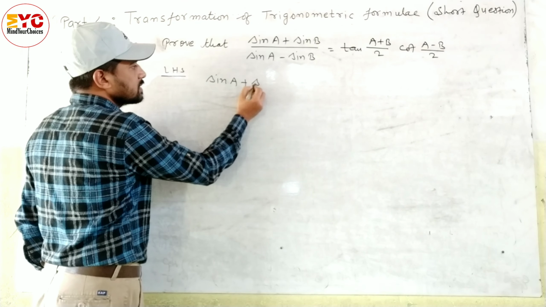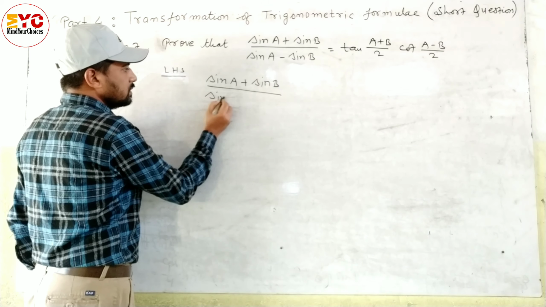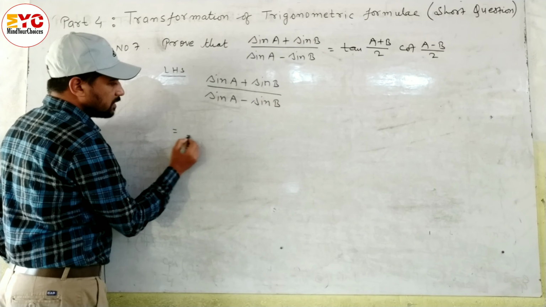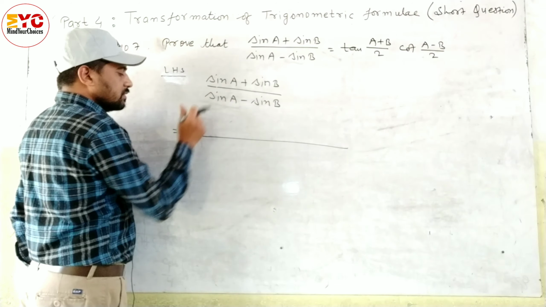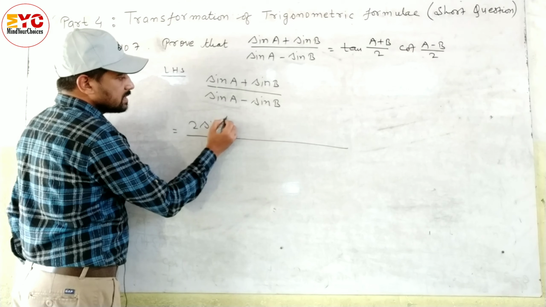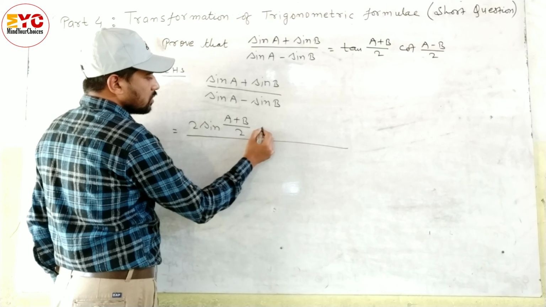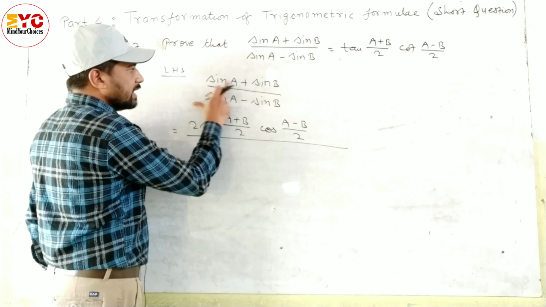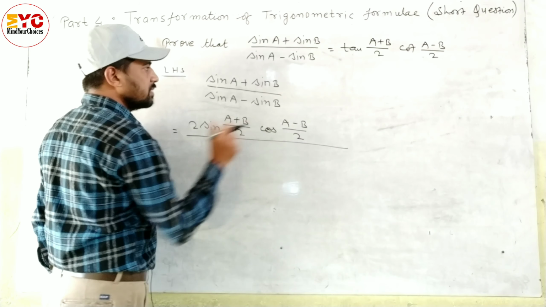Sine A plus sine B by sine A minus sine B. Now use the formula of sine C plus sine D. What is the formula? 2 sine C plus D by 2 cos C minus D by 2. It means sine A plus sine B is 2 sine A plus B by 2 cos A minus B by 2.